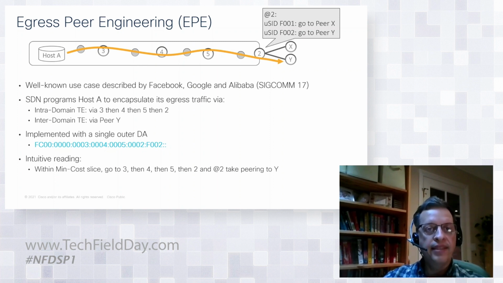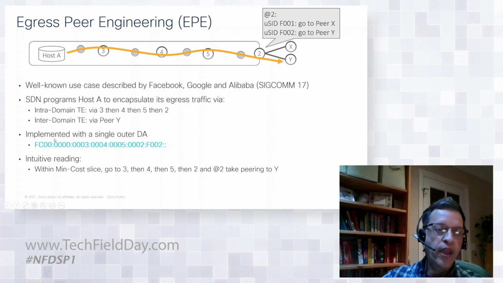And the idea is to realize a path where I can move within my network through specific waypoints. I want to go via 3, via 4, via 5, via 2. And then once I get to 2, I want to go exclusively out via peer Y, not via peer X, which is what BGP may have been doing in my BGP next hop criteria. So that's really the end goal.